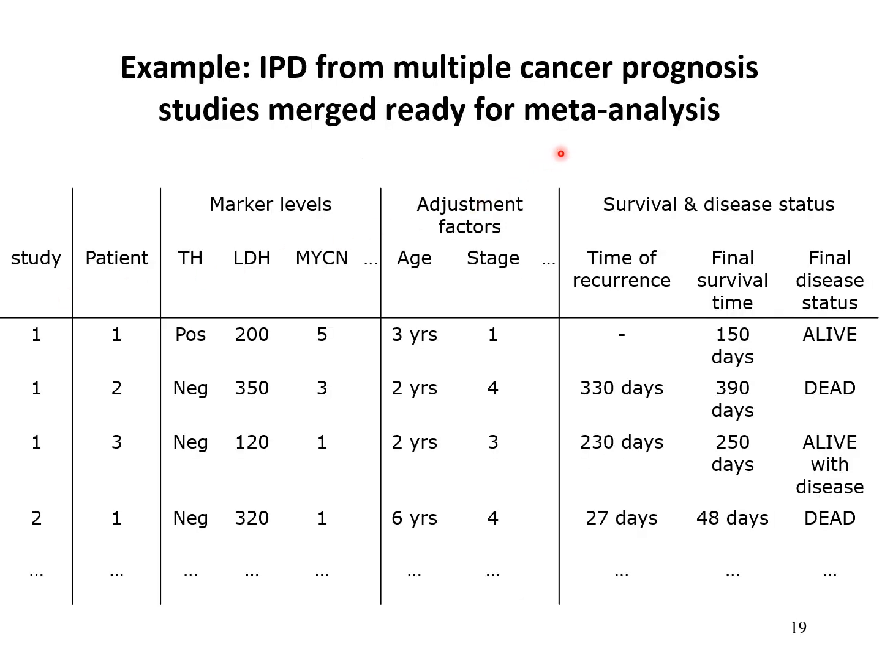An area where IPD meta-analysis projects are particularly interesting is in prognosis studies. So here's an example of what IPD would look like in a cancer prognosis study, for example. We'd again have a study identification, we'd have a participant ID for each study, we'd have biomarker levels, we'd have other prognostic factors or adjustment factors such as age and stage of disease, so sort of routinely collected information. And then we'd have follow-up information. So in cancer prognosis studies, these would be time to event, so time to recurrence, time to death, disease status, and so forth.